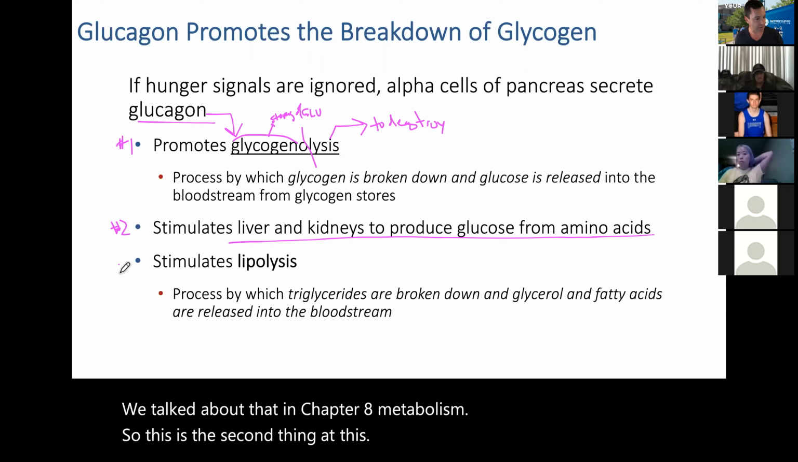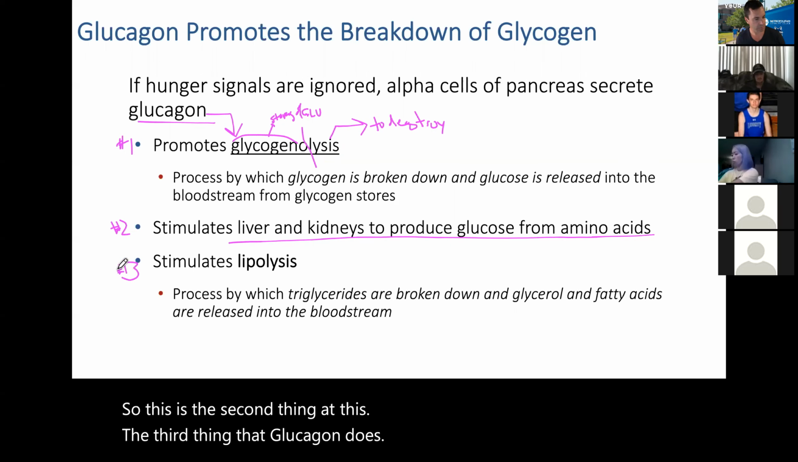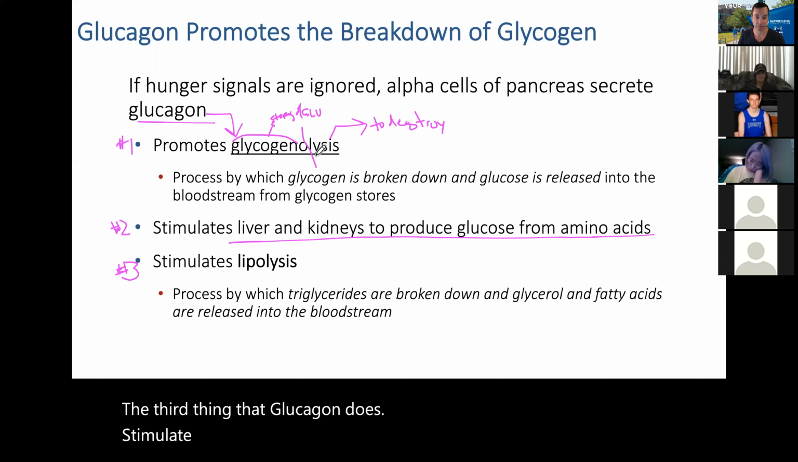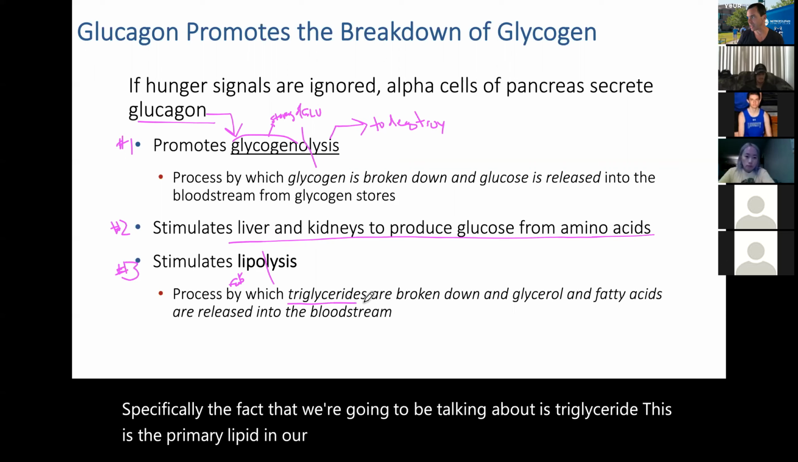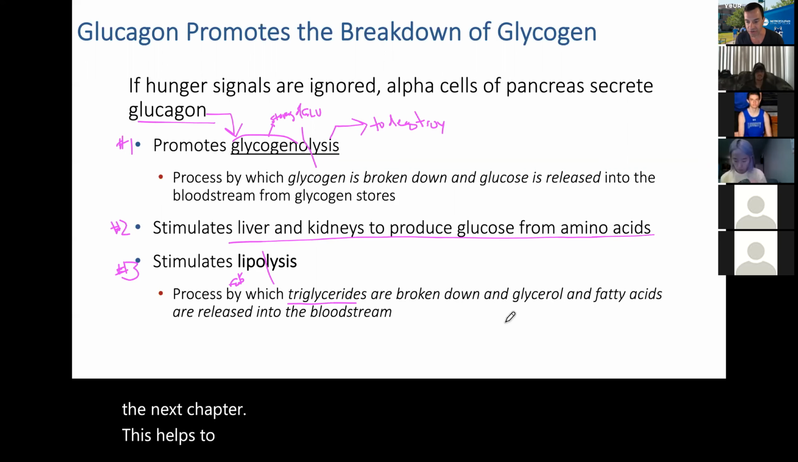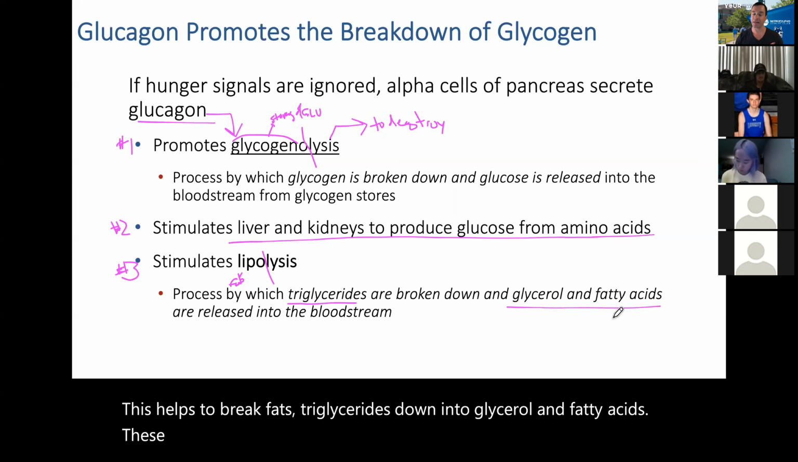The third thing that glucagon does is stimulate lipolysis. And it's the same thing. Lysis, to destroy, and obviously this is now fat. Specifically, the fat that we're going to be talking about is triglyceride. This is the primary lipid in our diets. We'll talk about that when we get into the next chapter. This helps to break fats, triglycerides, down into glycerol and fatty acids. These now enter into the bloodstream, and now these can be made into energy. How? We'll talk about that in the next chapter.